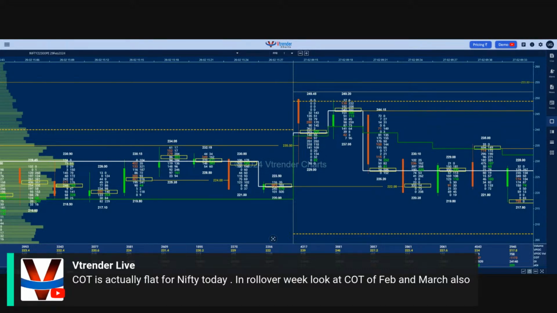Yes, POC is the point of control. Point of control is the level where you have the highest volumes. So it's a very important reference when we are using market profile and order flow because it is telling us where the highest concentration of the volumes is.